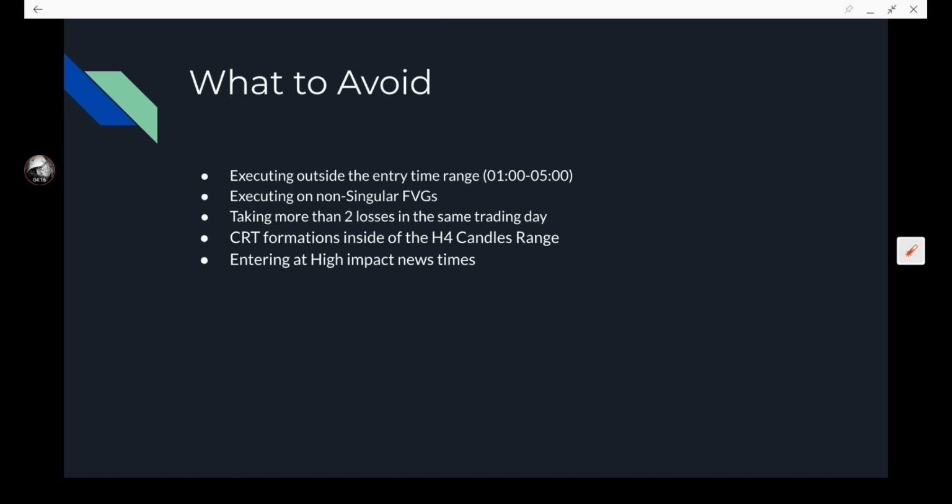Number 3, taking more than 2 losses in the same trading day. As I had mentioned in the other video, you should not take more than 2 losses in the same trading day. You can take 1 winner and 1 loss, or you can take 3 winning trades in the same day. But with this strategy, most of the times you can only take 2 trades. Usually you would lose 1 and win 1 from what I've tested.